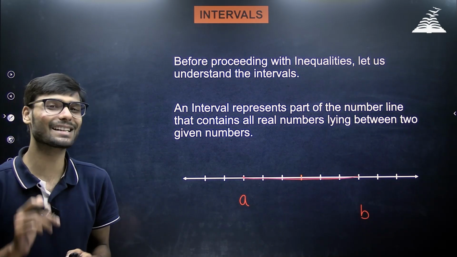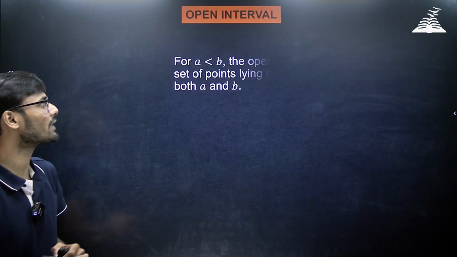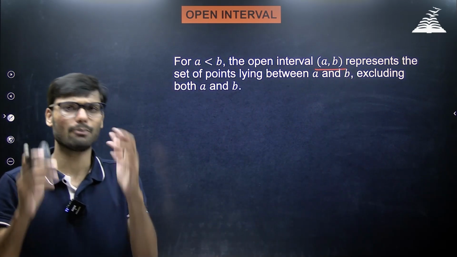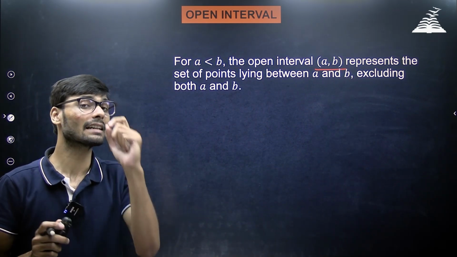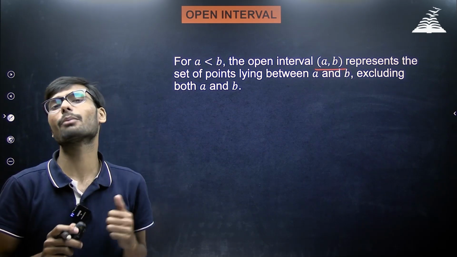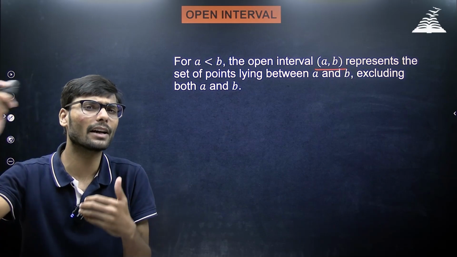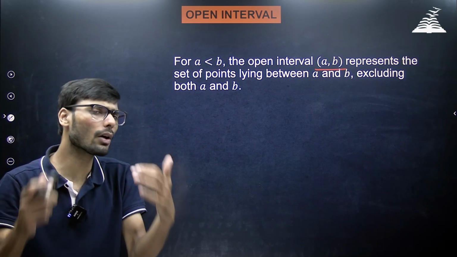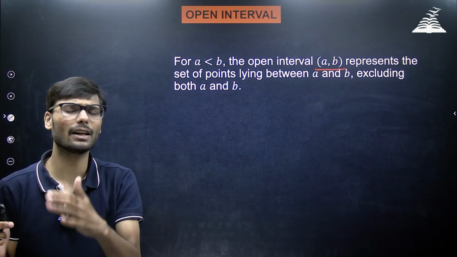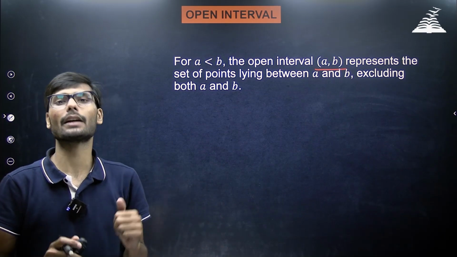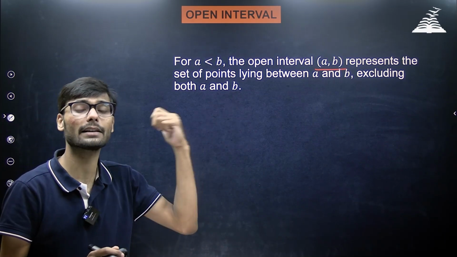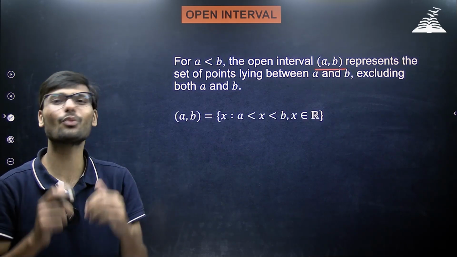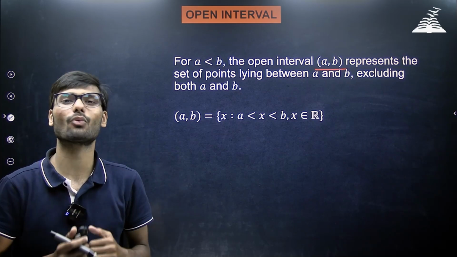The first one in the list is an open interval. How do we denote an open interval? This is the notation. We put round brackets around A and B. One point that you must note is that A has to be less than B. The smaller number will be written on the left and the bigger number will be written on the right. This represents all the points that lie between A and B on the number line, excluding A and B. When we are putting round brackets around A and B, that means we cannot include points A and B. This is how we can represent an open interval mathematically.